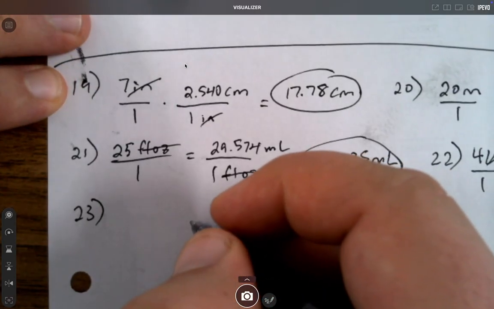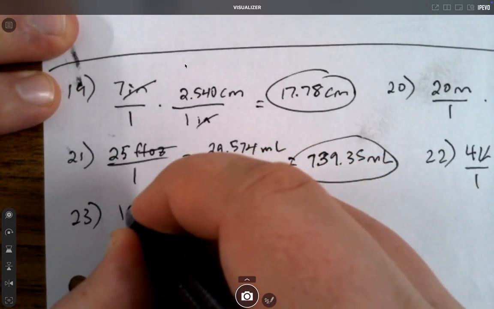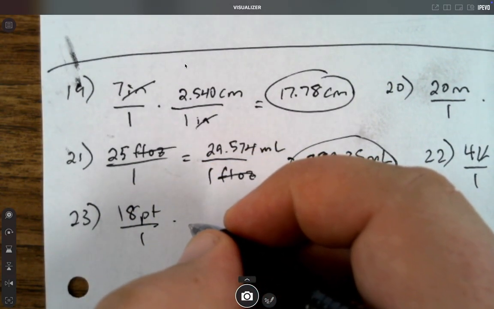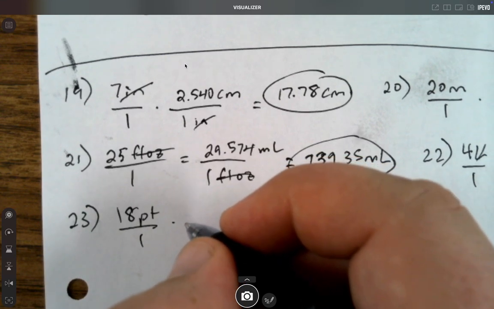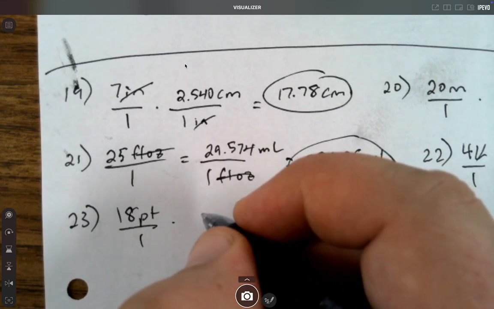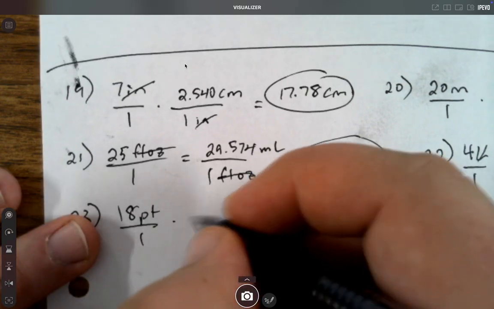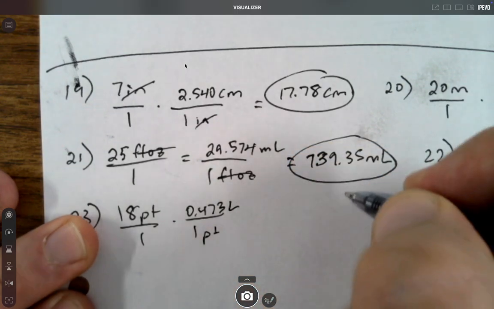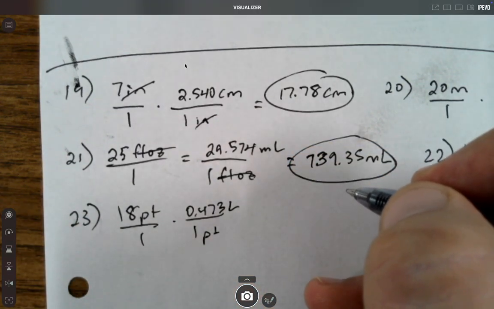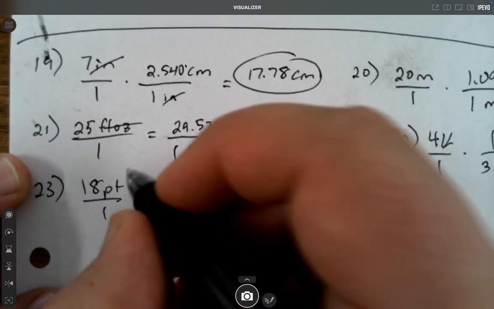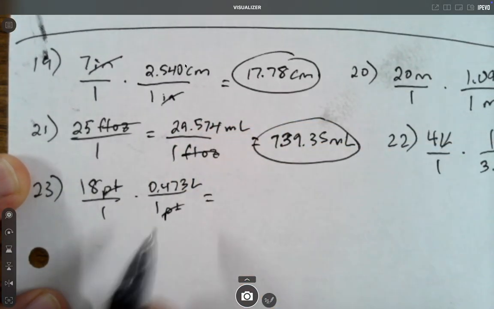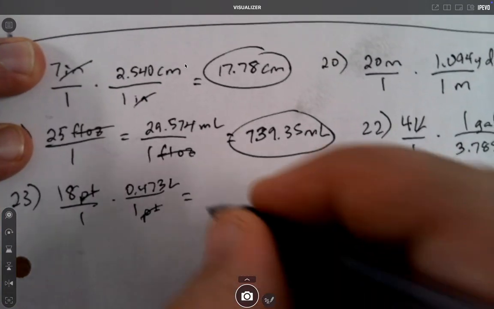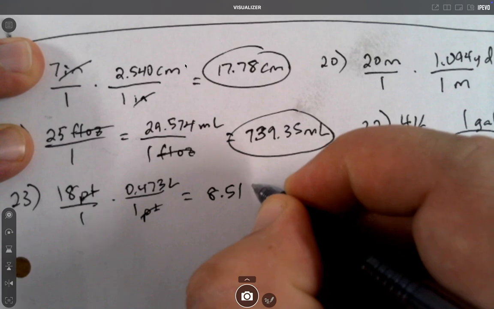23, 18 pints into liters. So I look at the table again, pints and liters, that's the second line in the middle capacity section. And 1 pint is about 0.473 liters. Double check that number. Yeah. So the pints cancel out, and I do 18 times 0.473, and that gives me 8.51 liters.